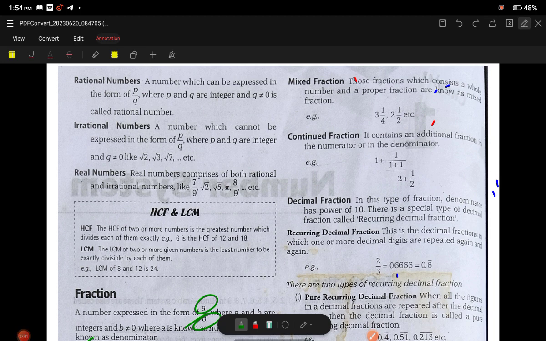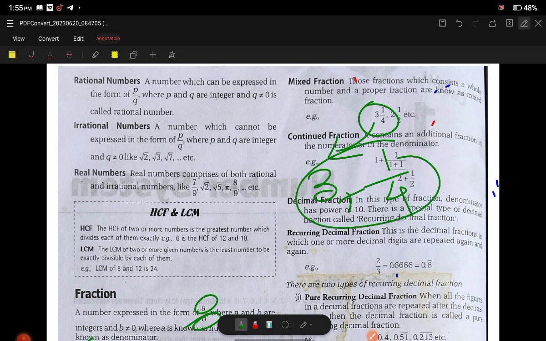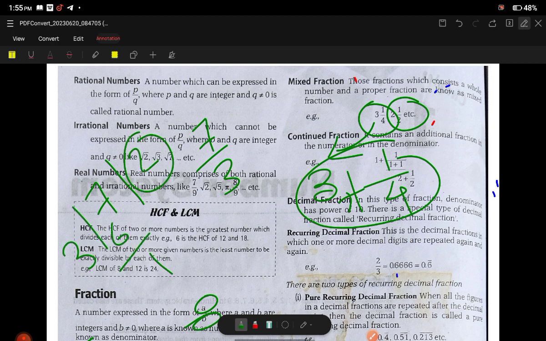Now coming to the mixed fraction. Mixed fraction is what? If you convert an improper fraction into a whole and fractional part, then it is called a mixed fraction. This 3 is called the whole part and this is called the fractional part. So that is why we say 3 whole 1 by 4. Similarly 2 whole 1 by 4. What is the process? If I write 7 by 3, then you have to divide 7 by 3. So 3 twos are 6, the remainder is 1, so this is 2 whole 1 by 3.